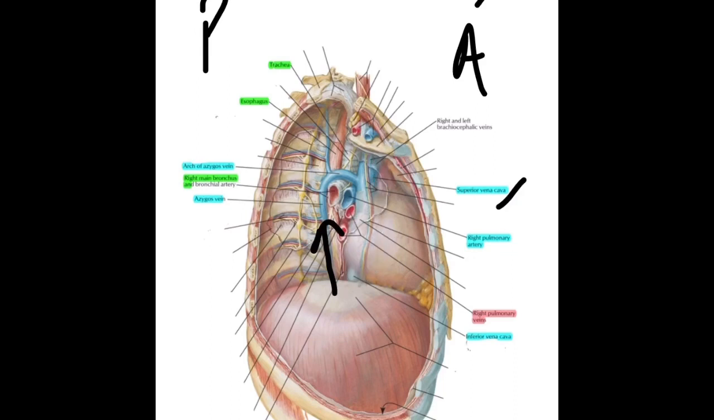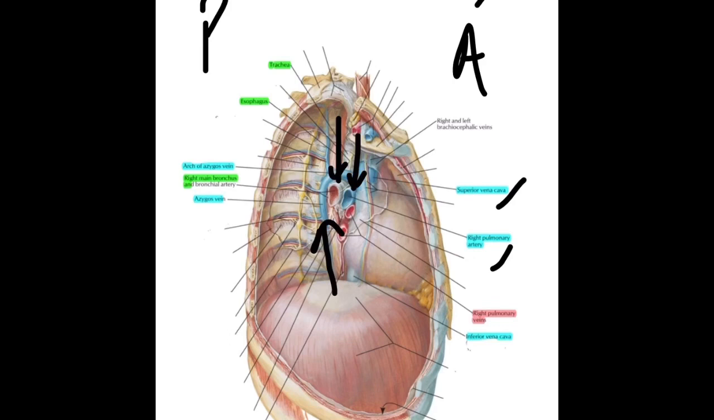Okay, so now I told you that it arches over two structures. What are these? The right main bronchus and the right pulmonary artery. So basically this behind is the right main bronchus, and in front this is the right main pulmonary artery.